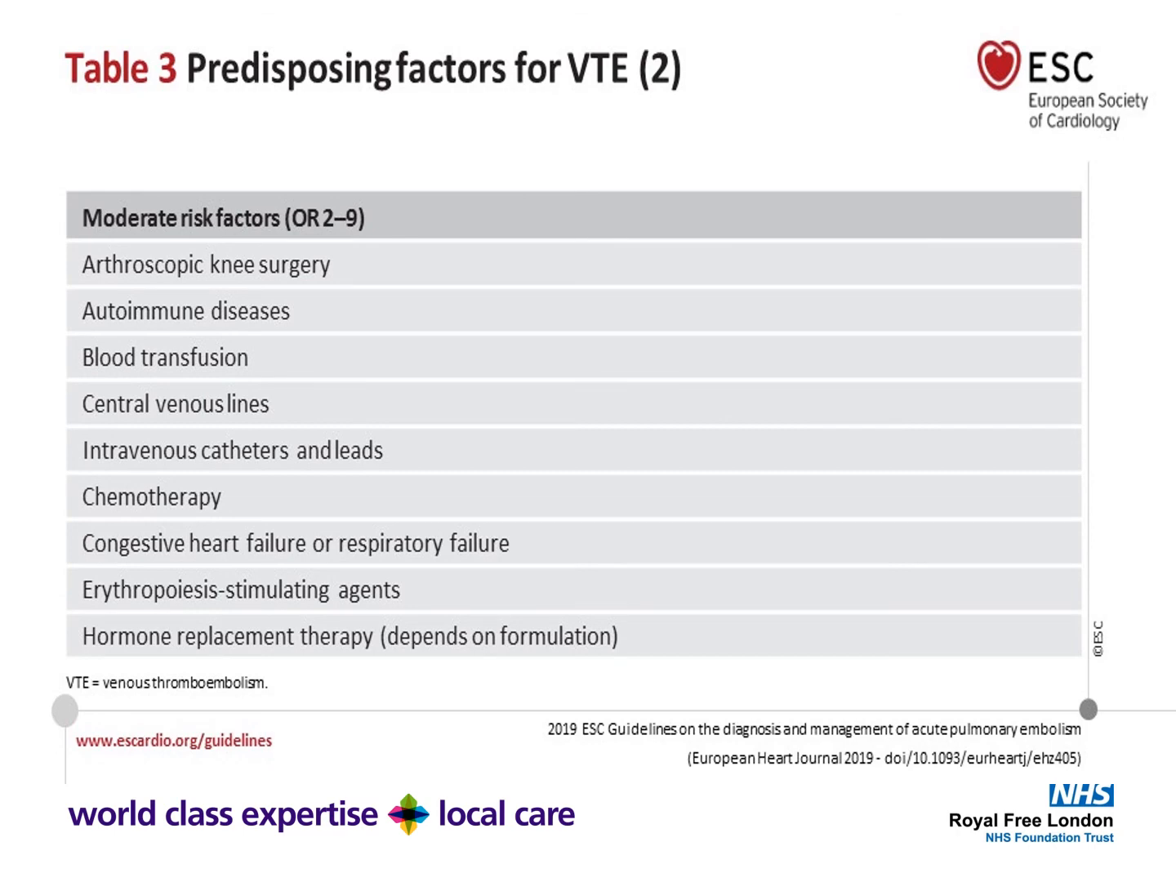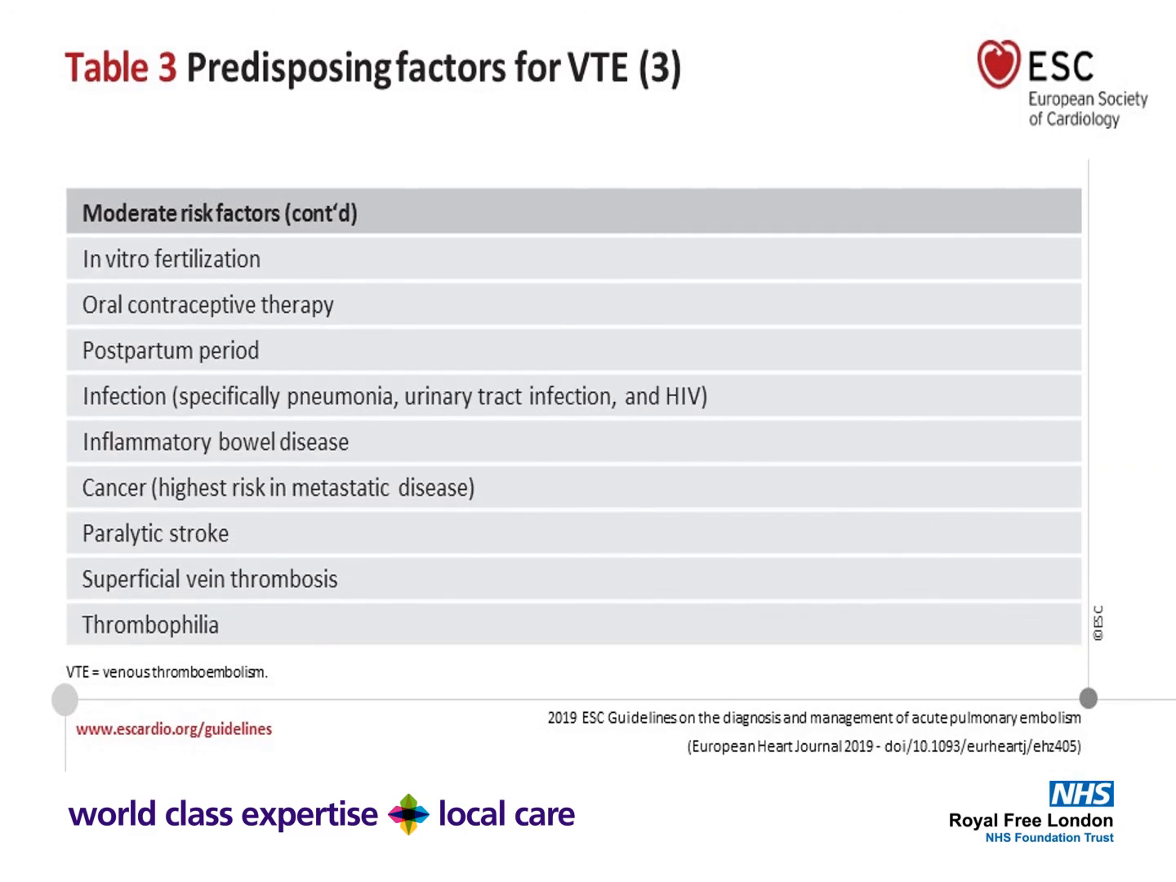Moderate risk factors include arthroscopic knee surgery, autoimmune disease, blood transfusion, and so on. It's always important to appreciate if patients have central venous lines, if you're reviewing a patient that has been stepped down from ITU, or that they are on chemotherapy, both of which double the risk of VTE. So if you imagine a patient is on chemotherapy and has a central venous catheter to deliver the chemo, which is a very common thing, they're at risk of DVT. More moderate risk factors include oral contraceptive therapy, postpartum period, and other inflammatory states.